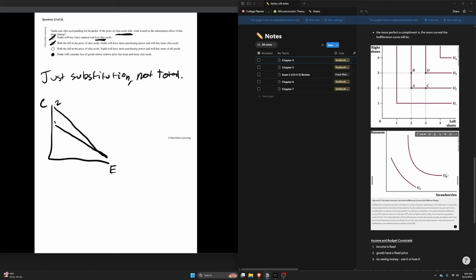Not necessarily. She could still be like here. Like if it goes from like there to there, then that wouldn't change the income of the goods.